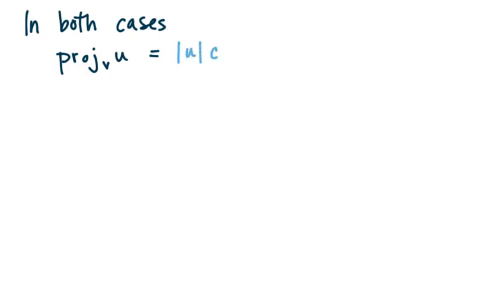Now, in both cases, the projection of u onto v is going to be the product of that magnitude, which we said was the magnitude of u, cosine theta, times the direction v over the magnitude of v. And this is for the projection. That's the magnitude and direction of the projection, this product here.